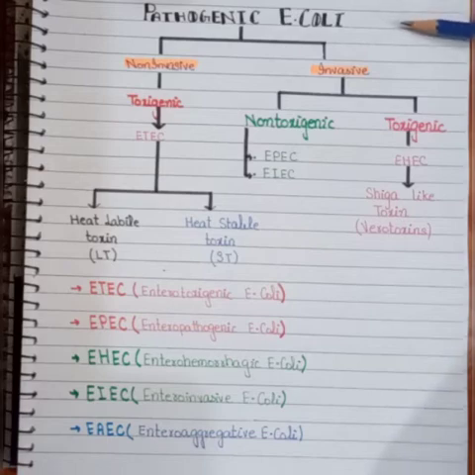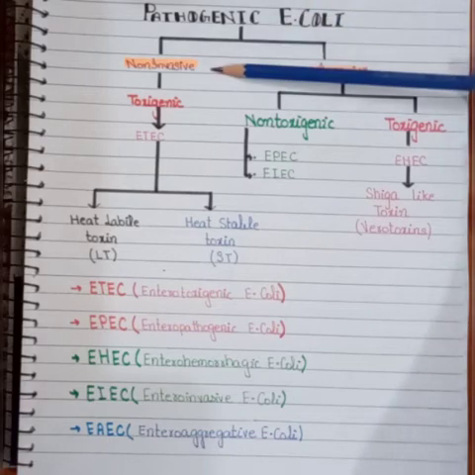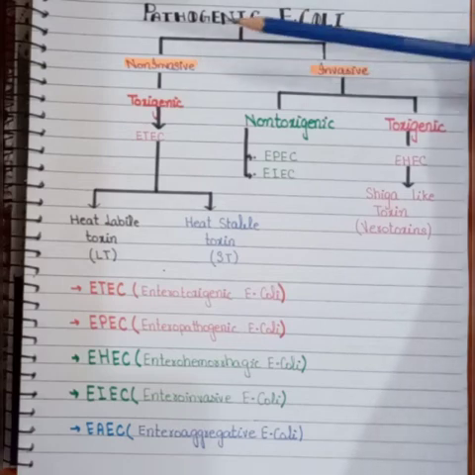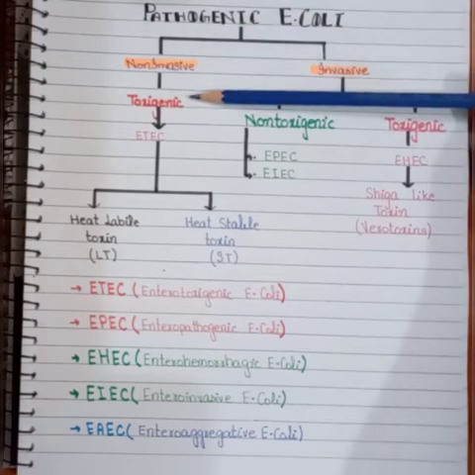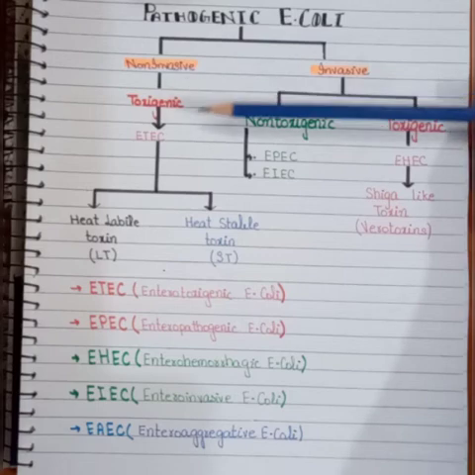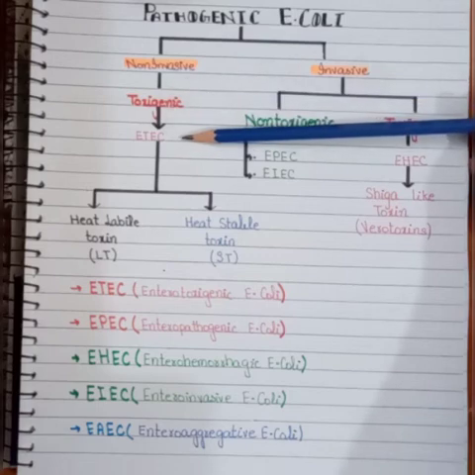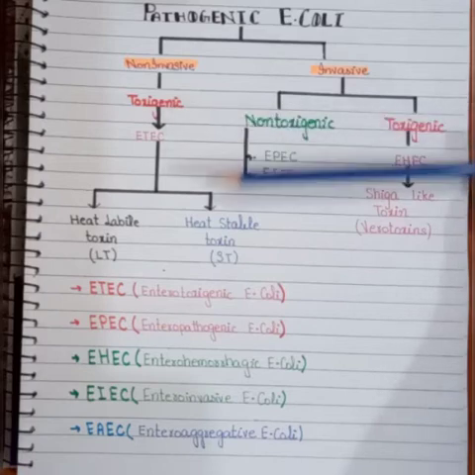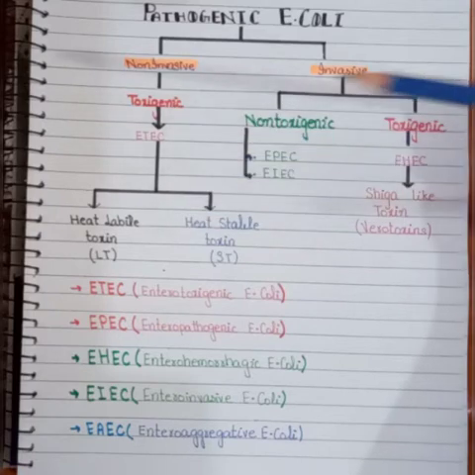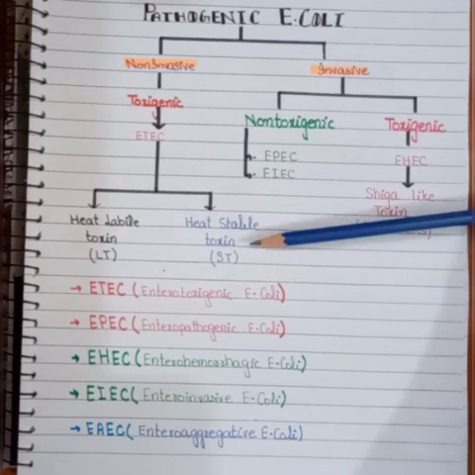These pathogenic E. coli may be non-invasive or invasive. In the non-invasive, we have the toxigenic, because it will produce toxins, and these are the enterotoxigenic E. coli. And what type of toxins do they produce? They will produce heat labile toxins or heat stable toxins. Later, we will discuss this in detail.